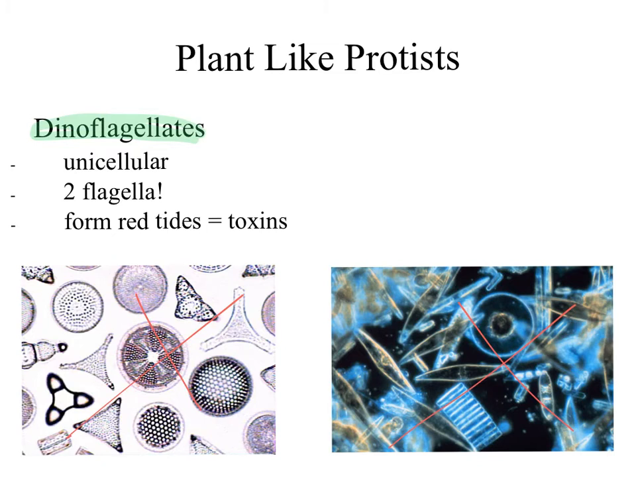Dinoflagellates are unicellular and have two flagella that are dissimilar. So usually they're different sizes or coming out of different places. They're not the exact same. The other thing is that they form something called red tides. Another name for this is fire algae, and they produce toxins.